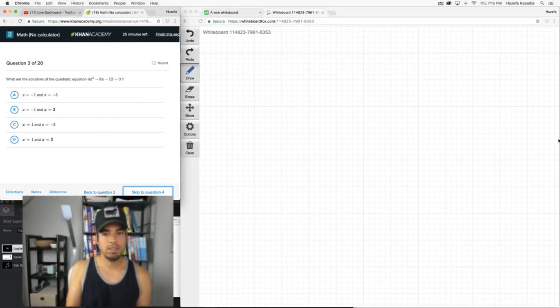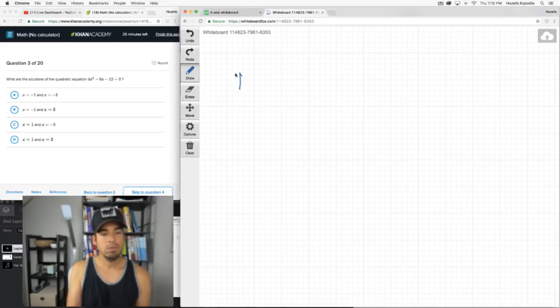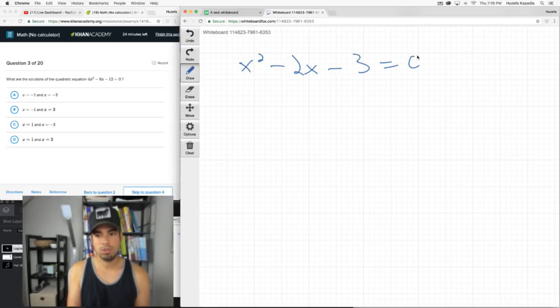What are the solutions of this equation? All right, so how are we going to do this? We are going to factor if possible. But the first thing I'm going to do is divide everything by 4 and make it x squared minus 2x minus 3 equals 0, right? 4 divided by 4 is 1, 8 divided by 4 is 2, 12 divided by 4 is 3. Now we're going to factor and see what we get.